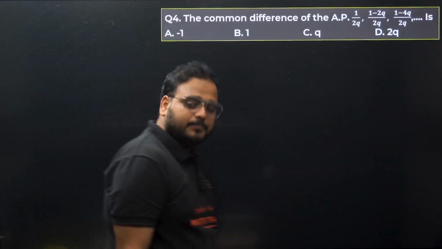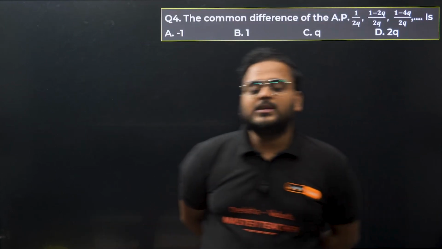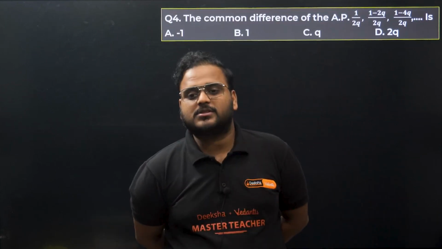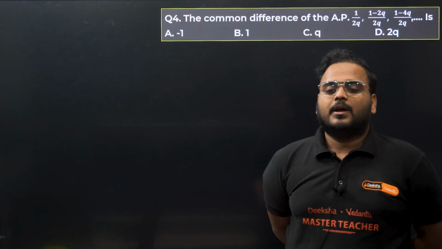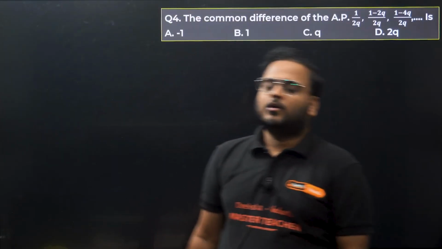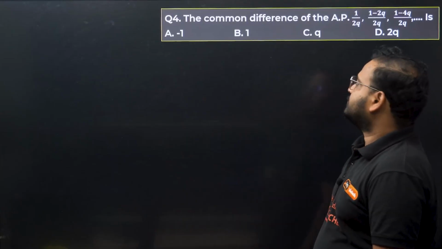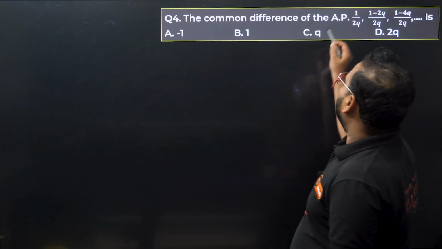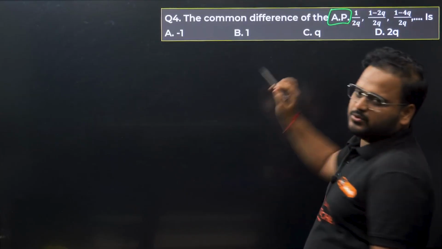Question number 4 now. Please attempt this problem. So pause the video, attempt this problem, then I'll of course give you the solutions, but try from your side first. The common difference of AP given as 1 by 2q, 1 minus 2q by 2q, 1 minus 4q by 2q is what? Common difference they're asking, right? They said already it's AP, so don't worry about the terms, don't check over here.